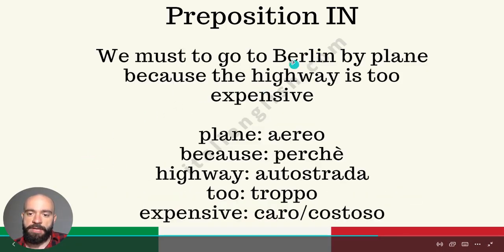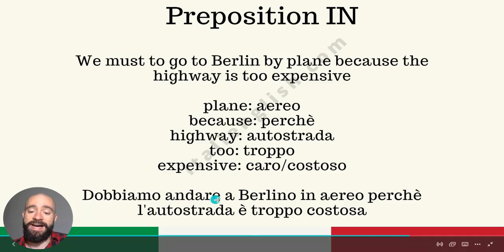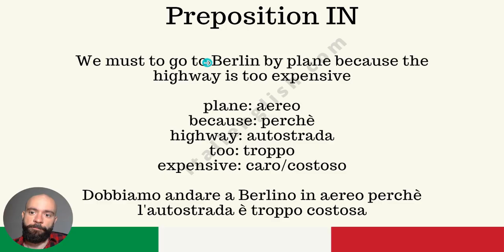I forgot to mention the translation of Berlin, which is Berlino. If you keep it Berlin in English, nobody's going to kill you. So anyways, dobbiamo andare a Berlino in aereo perché l'autostrada è troppo costosa. You will see that adverbs tend to be thrown right after the verb. But again, we're going to talk about this a lot. Dobbiamo, we must. To go, andare. As you know, after can, must, and want, we use the infinitive. To, a Berlino.